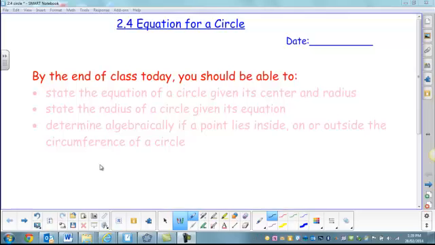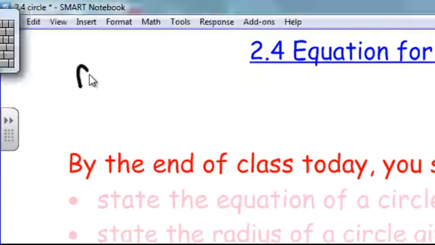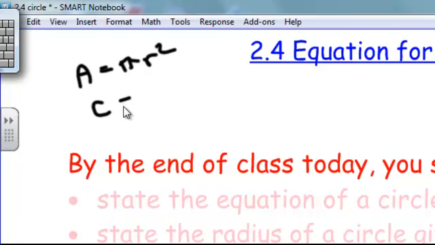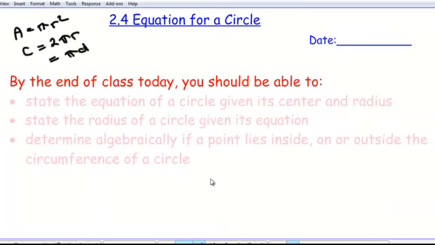Today we're going to be talking about the equation of a circle, as in how do we use x's and y's to describe a circle on a grid. In previous years, you know a few things about circles. You know the area of a circle formula, pi r squared, and the circumference of a circle, 2 pi r, or that's the same thing as pi d, pi times the diameter. But today we're going to be looking at them on a grid. In some of the applications, you will need those formulas.